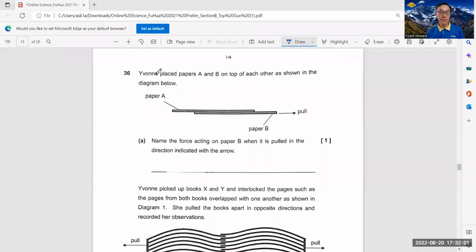Okay, this is question 36. It says that Yvonne placed paper A and B on top of each other as shown here. So they overlap, right? This part. Yeah, they overlap. So name the force acting on paper B when it's pulled in the direction indicated. So you're supposed to pull this paper here.